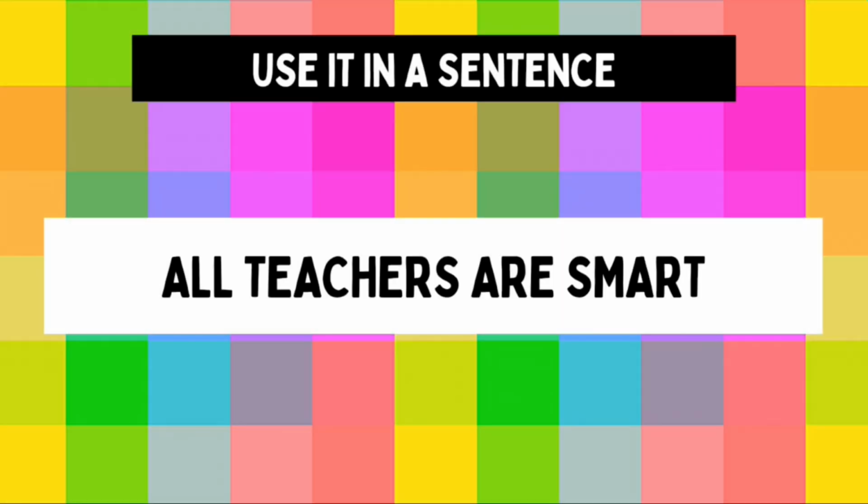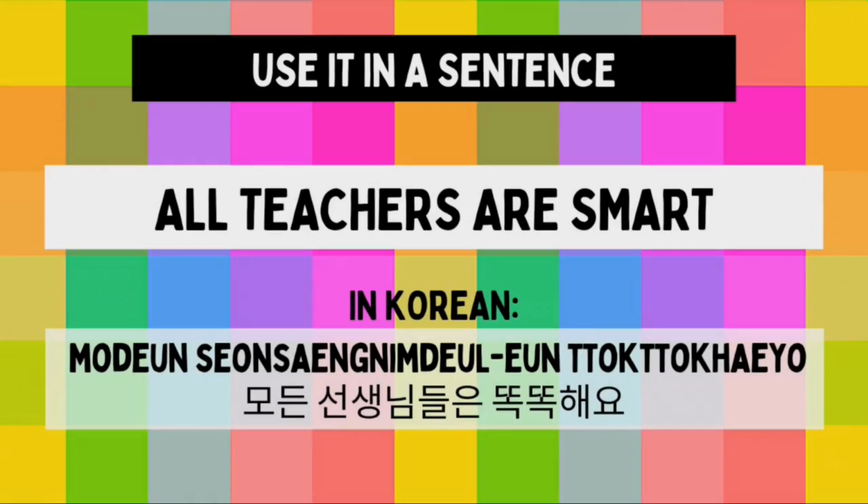Now let's try looking at this example sentence. It says, all teachers are smart. Again, all teachers are smart. The Korean translation of that is 모든 선생님들은 똑똑해요. Again, 모든 선생님들은 똑똑해요.